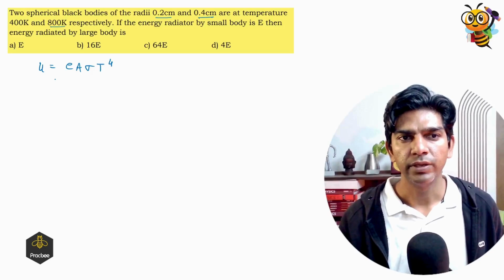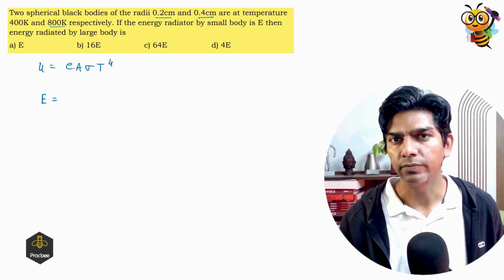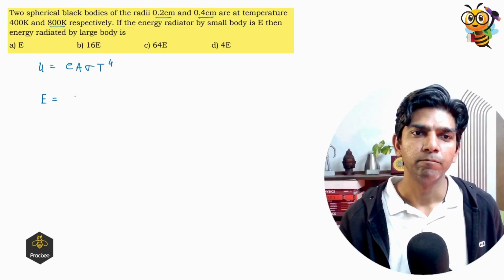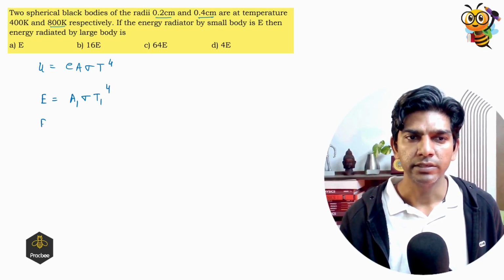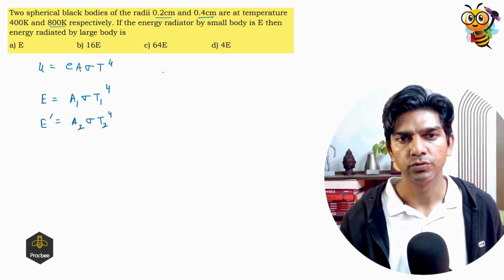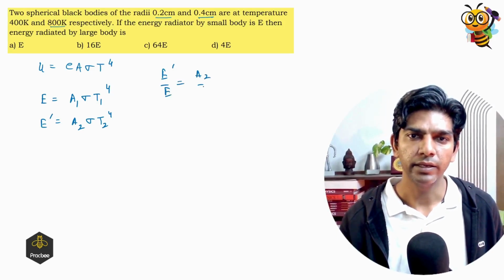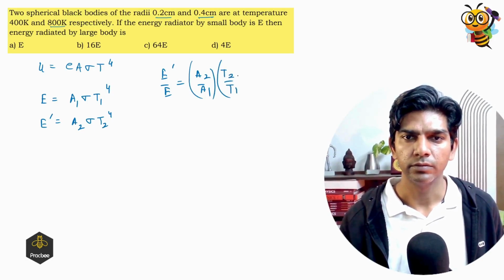And we have to just take the ratio, right? So we are given E, that will be a black body. So in case of black body, e will be 1. So that will be A1 sigma T1 raised to power 4. And let us say for the other body it is E prime. So it will be A2 sigma T2 raised to power 4. So E prime by E will be A2 by A1 times T2 by T1 raised to power 4.